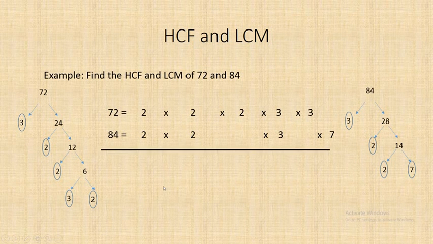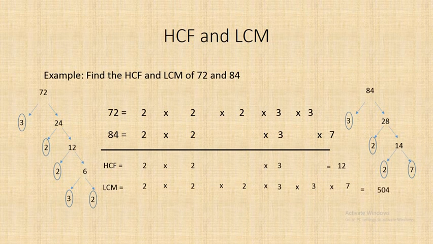So let's get the HCF. HCF equals, I will take the 2 here, and I'm getting the other 2, and times 3 here. So the answer is going to be equal to 2 times 2 equals 4, times 3 equals 12. And the LCM, I will just take all the numbers here. So it's going to be 2 times 2 times 2 times 3 times 3 times 7, which is going to be equal to 504. So I got here the HCF and I got the LCM.